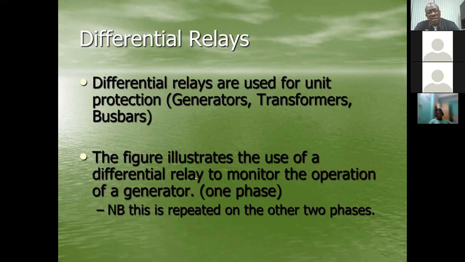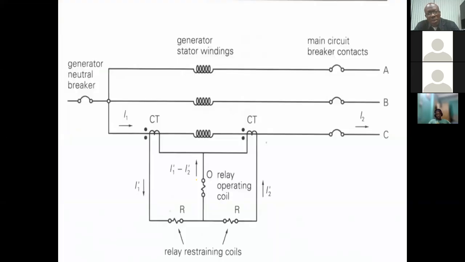Then we have differential relays. And we have spoken about this one. It looks at generators, transformers, bus bars. That's where we find most of the use. If we're looking at a generator, looking at one coil, we're just looking at what's flowing in and what's leaving. If the two are equal, we're fine. All right? So that's a basic principle for your differential.